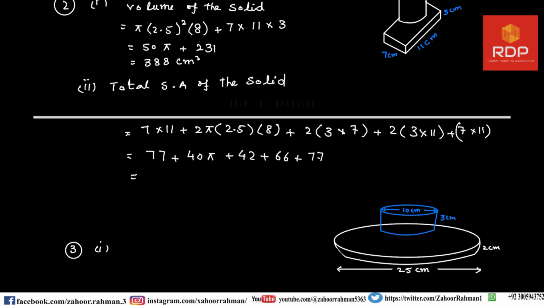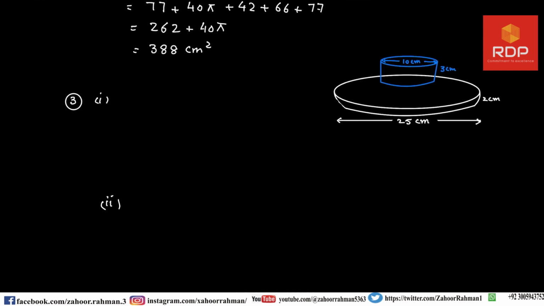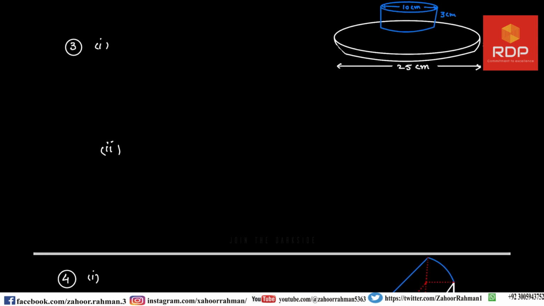So when we add the constants, we will get 262, and only 40 pi remains. When we put the value of pi, we will get 388 centimeter square, and that is the whole story about the second question. The third question is not an exception.